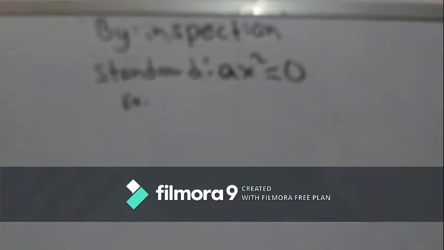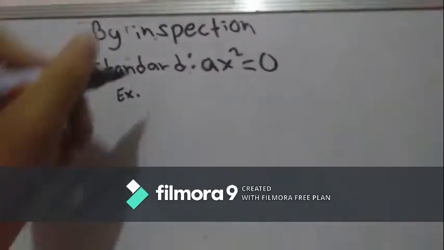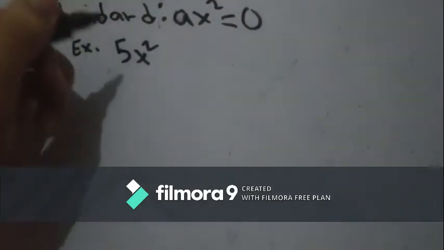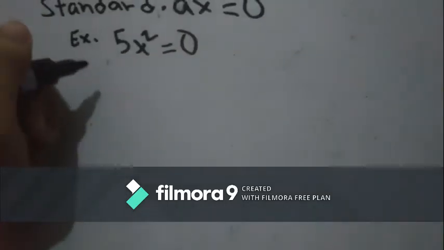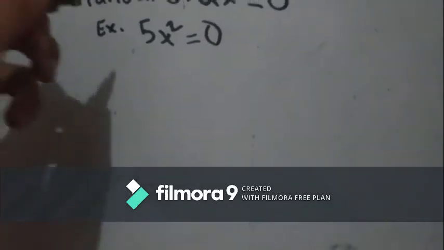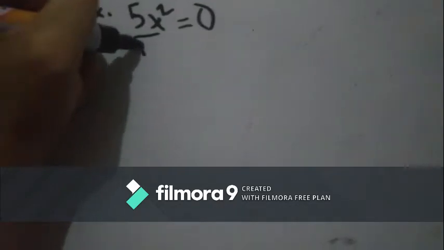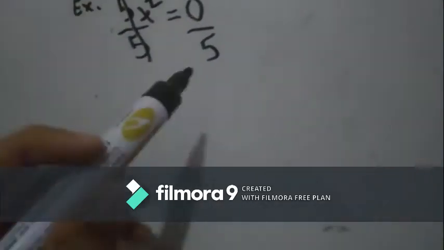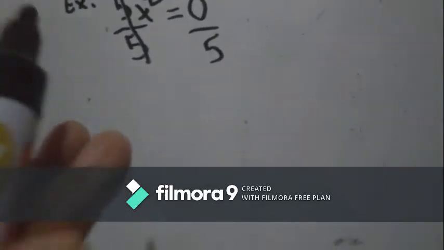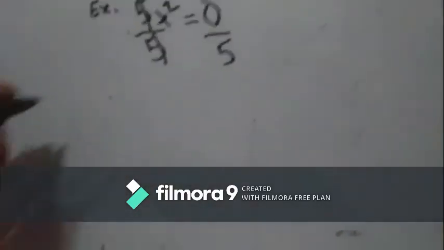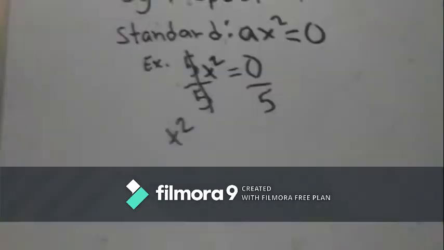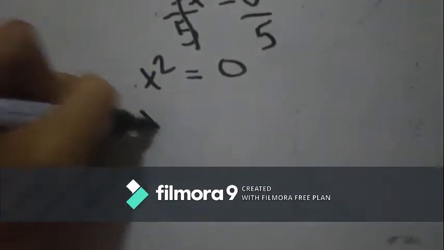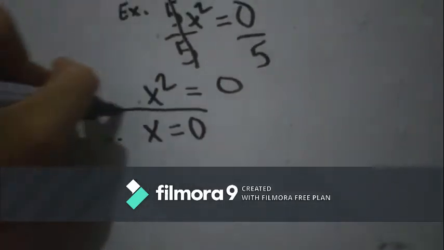The first method is by inspection. So this is how to do it. 5x squared equals 0. So the final answer should be x equals 0. So how will it be done? Divide 5 into 0, and 0 divided by 5. Cross out 5. Then you should always remember that any number divided by 0, the answer should always be 0. So it will become x squared equals 0. So the final answer is x equals 0.